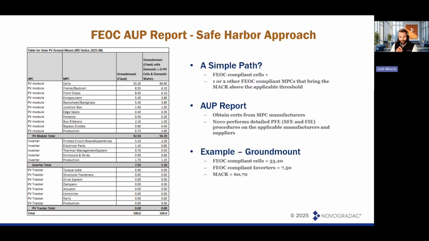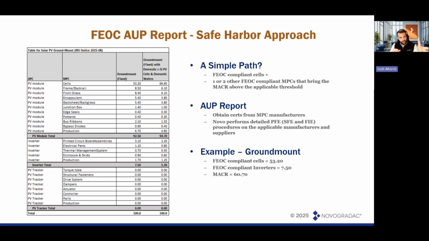So the safe harbor approach may be a simple path. We've all heard about how scary FEOC is, and it is. There's a lot of restrictions here and clarifying guidance that we all are excited to receive hopefully soon. But maybe there's already a simple path for us all to think about while we wait for additional guidance. That simple path would hinge on FEOC compliant cells, okay?